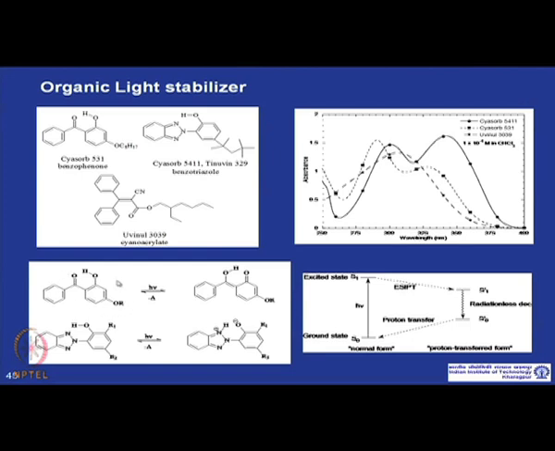So, this is an example of that photostabilizer in the normal ground state, and with absorption of UV light they go to a first excited state where a proton transfer happens, and finally a radiationless process brings them back to a new ground state. So, this is the mechanism by which these organic light stabilizers function as photostabilizers.